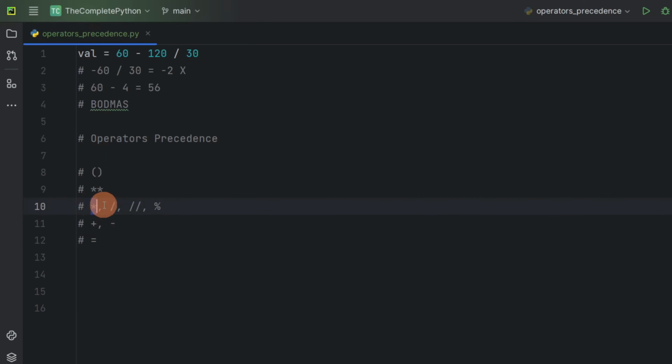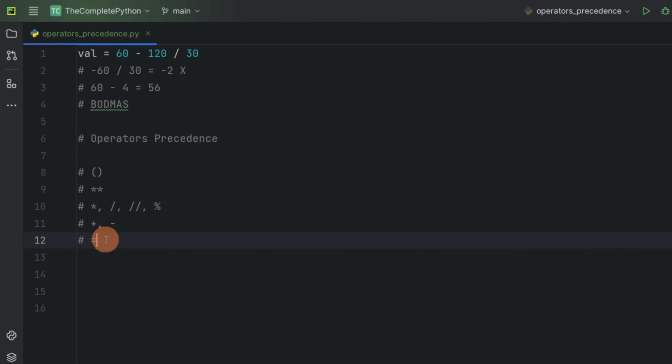Next we have multiplication, division, floor division and modulo operators. All of them have equal priority. Then we have addition and subtraction. Addition and subtraction operators have less priority than multiplication, division, floor division and modulo operators. Then at the very end we have the assignment operator. The assignment operator has lower precedence than any other operator.